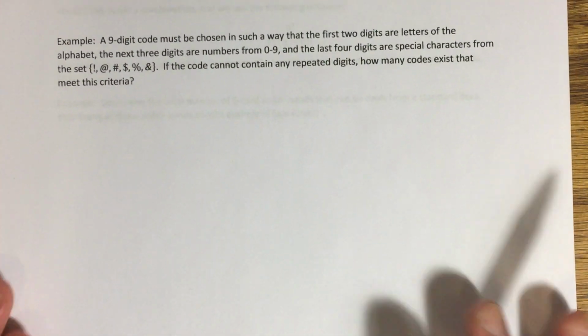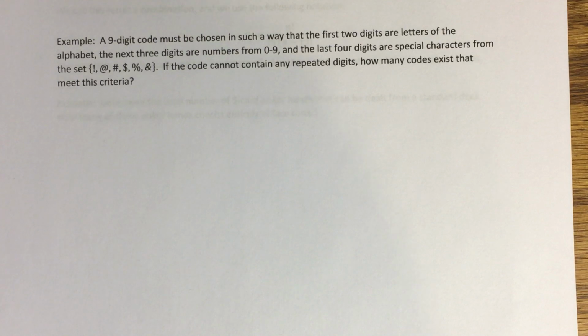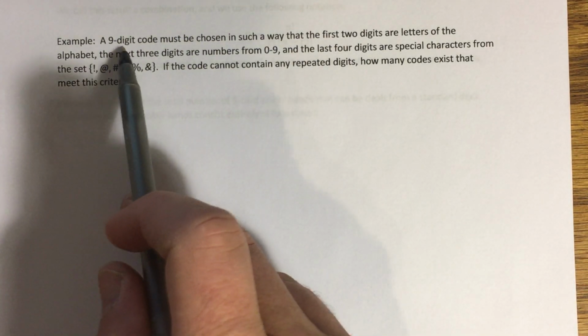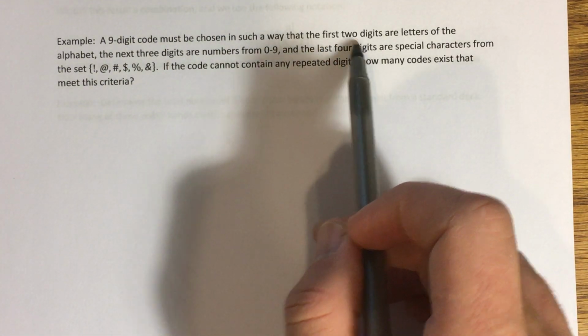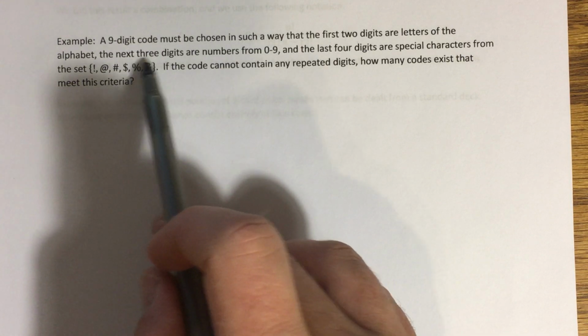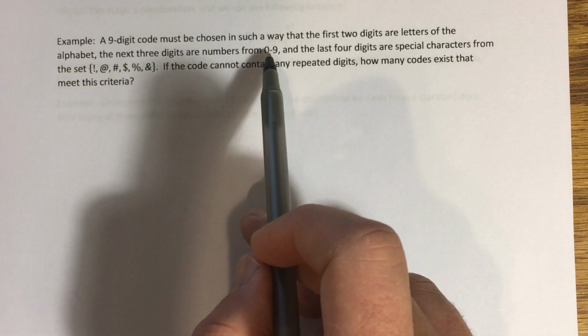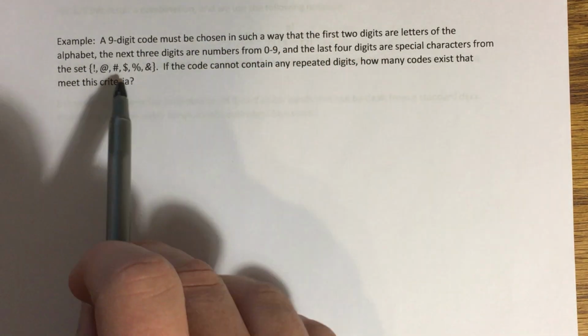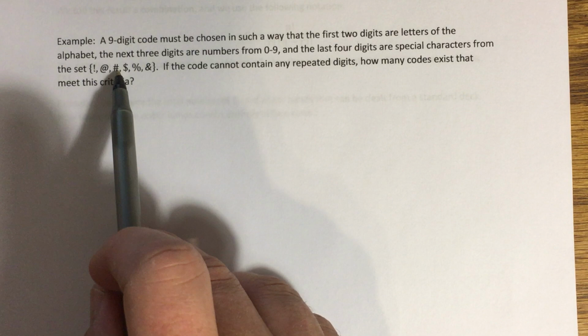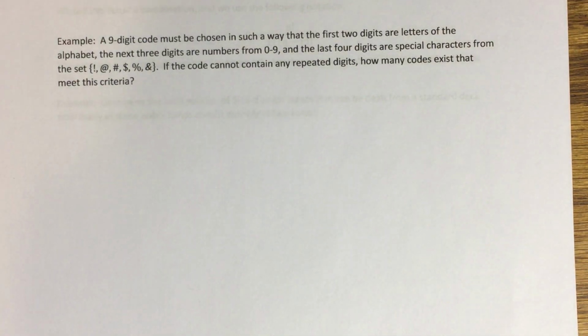Okay, let's try another one. I want to create a code. We did an example like this in the previous section as well. This time it's a 9-digit code, and it has to be chosen in a way such that the first 2 digits are letters of the alphabet, the next 3 digits are numbers from the digits 0 through 9, and the last 4 digits are special characters from this set. Notice this has 6 special characters in it. If the code can't contain any repeated digits, how many codes exist that meet this criteria?